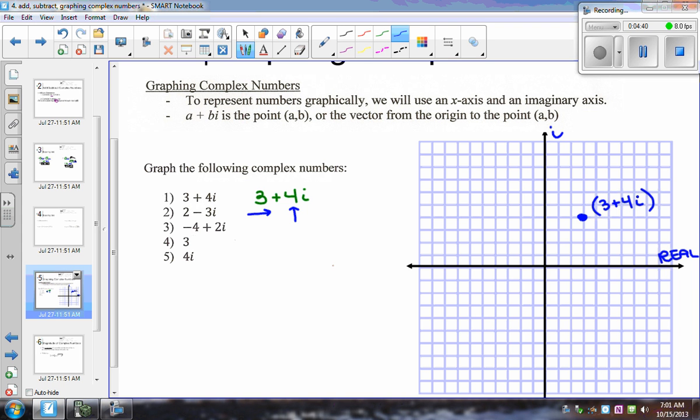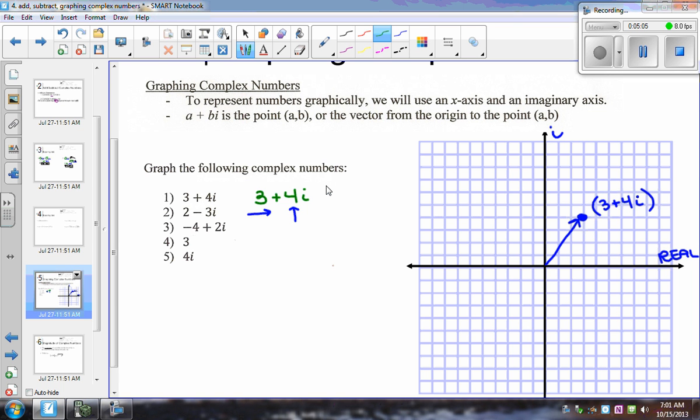The only difference with complex numbers versus normal points on an xy coordinate plane is that we're actually going to draw what we call a vector line to that coordinate. All right? Basically, we're showing direction in which that complex number is moving on what we call the real and imaginary plane.